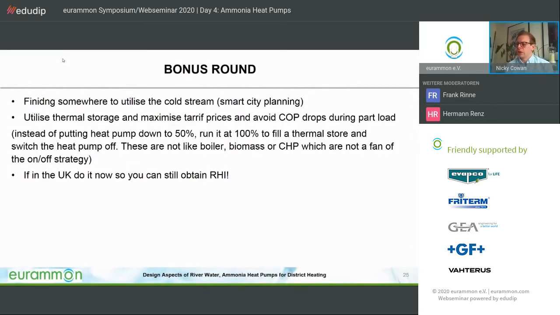And last comment is that if they're in the UK, they've extended the deadline for RHI for another year. So if you're considering doing projects, now is the time to do it. Because in 2 years, it's going to be harder if things haven't changed, and certainly in the landscape of electricity prices and if gas is still cheap. So really, really push to get these in now.